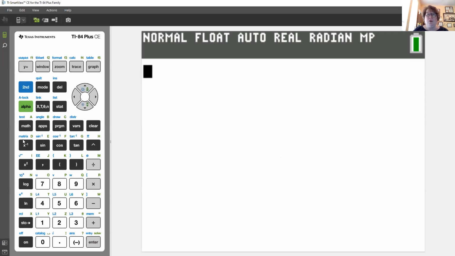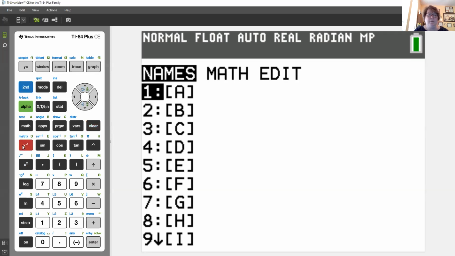Matrix, in blue. So we have to use our second key to get to the matrix menu. So I'm going to go second. Oh, did the wrong one. Sorry about that. Clear that out of there. Made a mistake. Second, x to the -1.